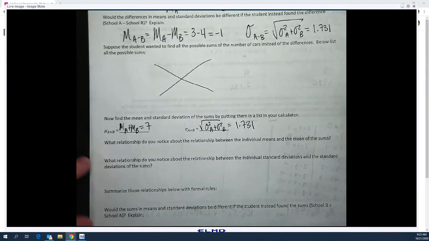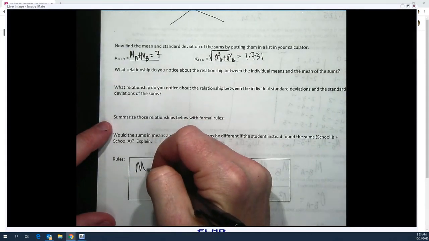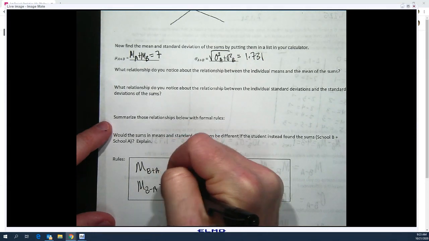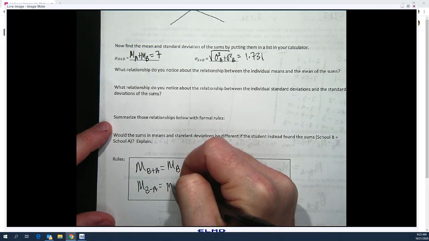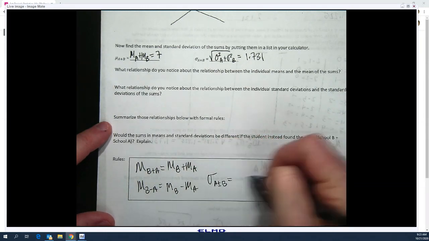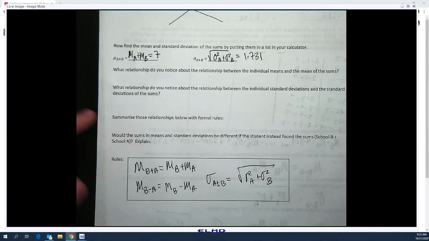And then it says, what do you notice about the relationships? Summarize the relationships with the formula. So I'm just going to skip down. This is very repetitive. This formula does not change. It is mu of B plus mu of A, or mu of B minus mu of A, and sigma of A plus or minus B is sigma A squared plus sigma B squared. Absolutely no difference between any of these formulas because it's the same 3 formulas over and over again. That's the only thing for today.